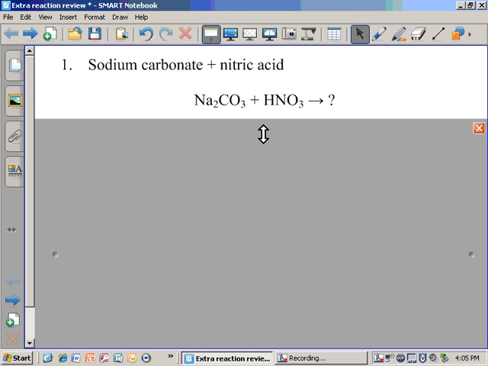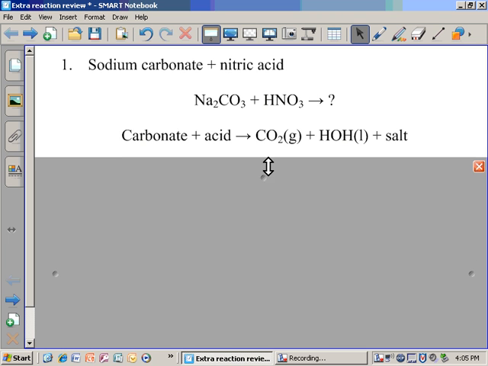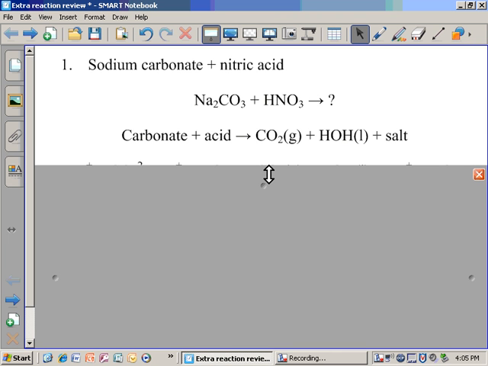Next thing I would try to do is identify what kind of reaction this is. This is a carbonate plus an acid. So as a carbonate plus an acid, that means it's going to produce carbon dioxide gas, water, and a salt.